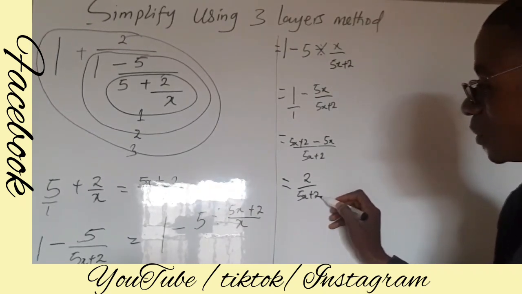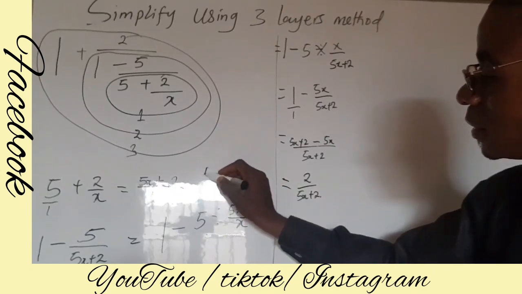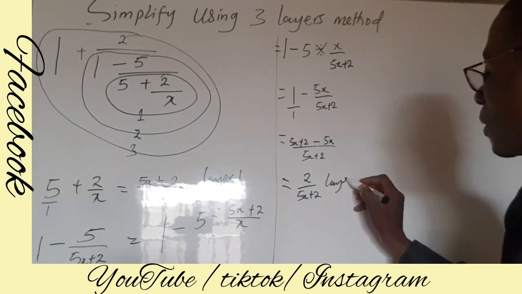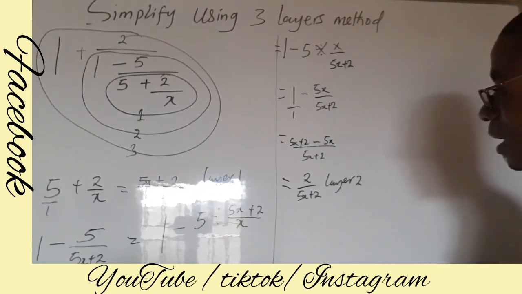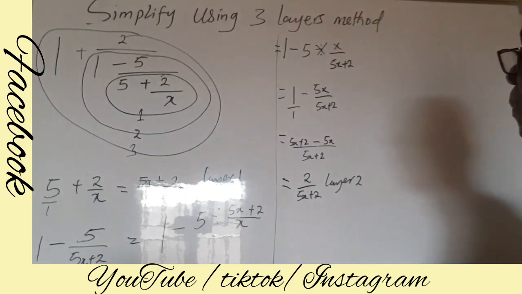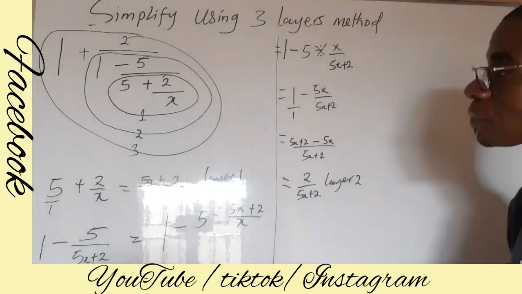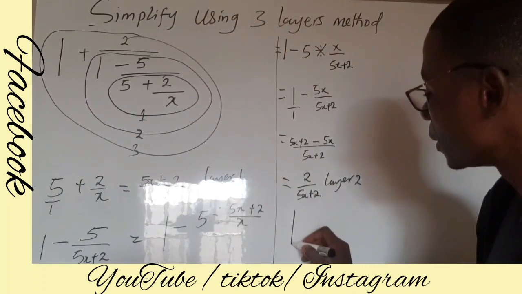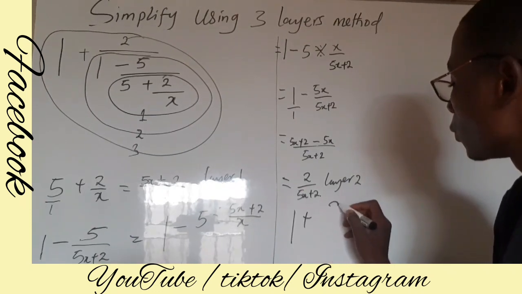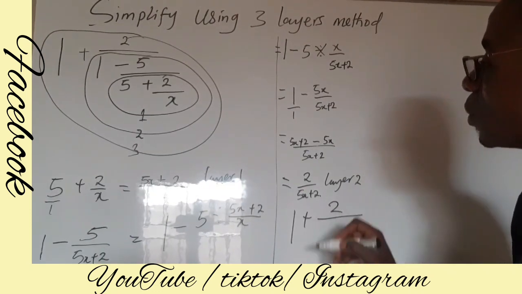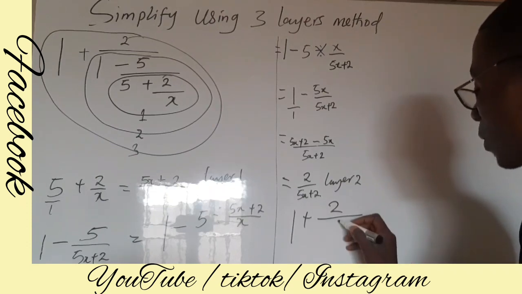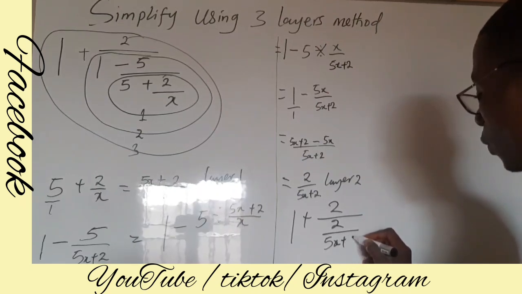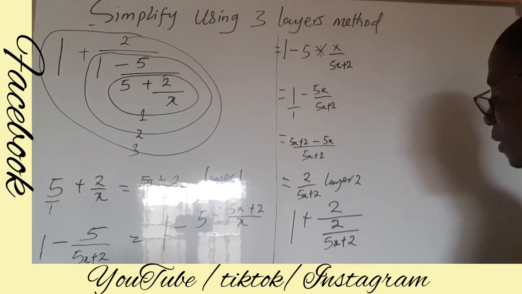This is for layer 2. This is the answer of layer 1, this is layer 1, and this is our layer 2. That is the answer of layer 2. So we'll replace it back and then get our third layer. The third layer is what? It is 1 plus 2 all over the whole of the second layer. The second layer is 2 over 5x plus 2. That is the second layer there.